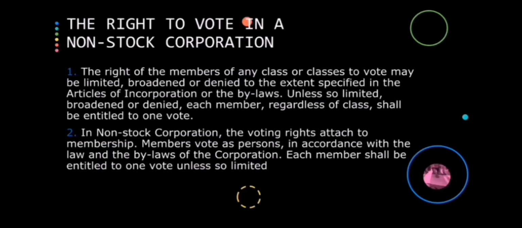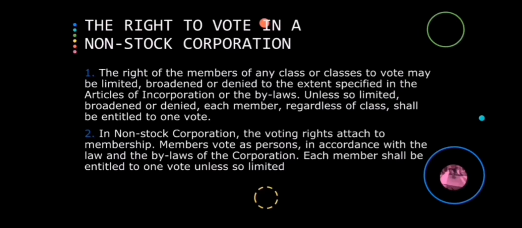The right of the members of any class or classes to vote may be limited, broadened, or denied to the extent specified in the Articles of Incorporation or the bylaws. Unless so limited, broadened, or denied, each member regardless of class shall be entitled to one vote. So, ang karapatang bumoto sa non-stock corporation ay nakadepende sa kung ano nakasulat sa Articles of Incorporation. So, kapag sinabing hindi pwedeng bumoto tong class na to, so, hindi sila pwedeng bumoto. But if it doesn't have any stipulation about that, each member regardless of class shall be entitled to one vote.